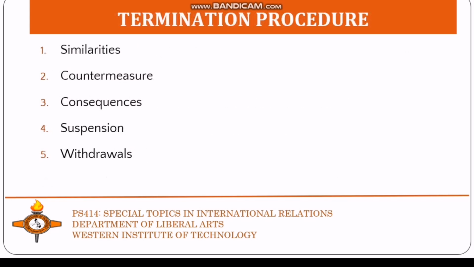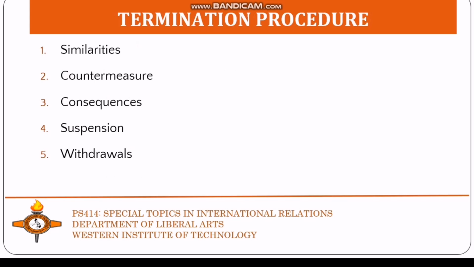Lastly, we have the termination procedure. So similarities. The procedure to terminate the application of a treaty is the same. Then we have the countermeasure. It appears that a state trying to terminate a treaty may engage in a lawful countermeasure provided the requisites are met. Then consequences. First is invalidation. Parties are required to be restored to their former status as if there had been no treaty.